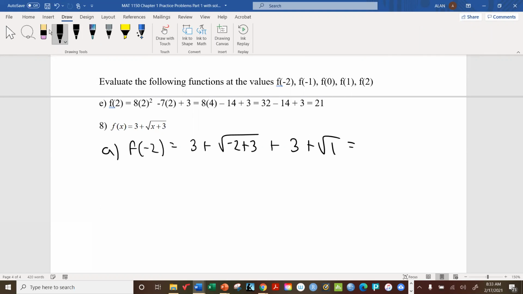Okay. Oh, what did I do? This is equal, sorry. All right, so it's 3 plus radical 1, 3 plus 1, which is 4.